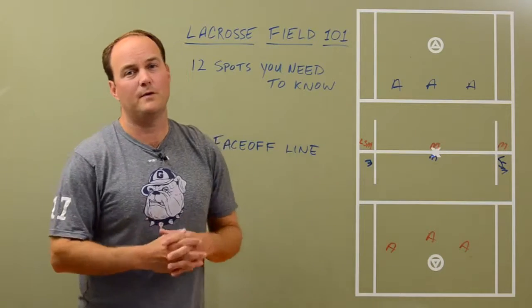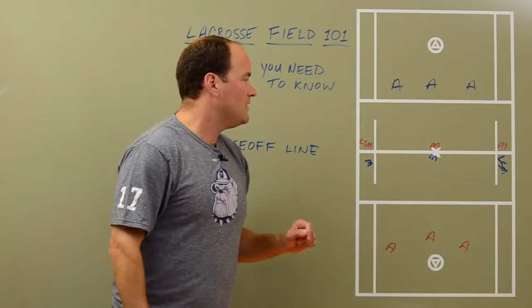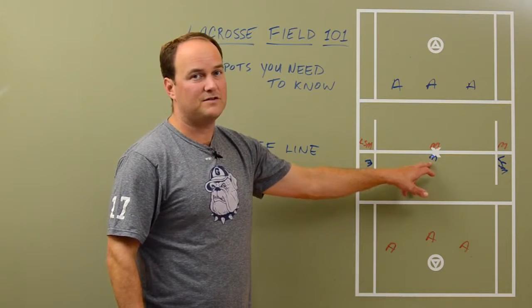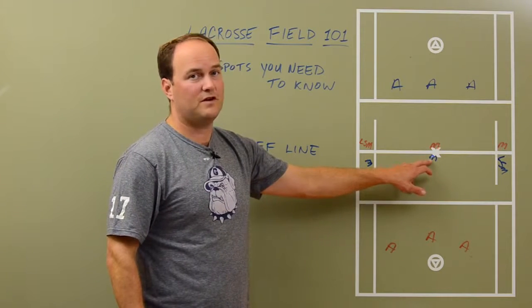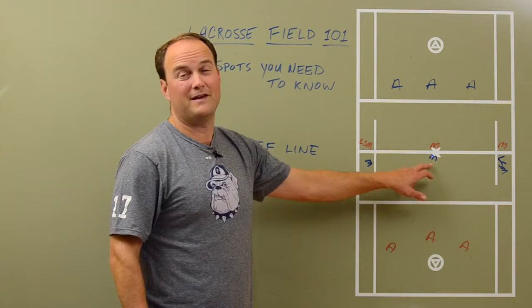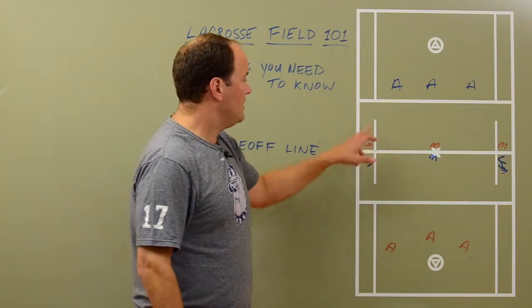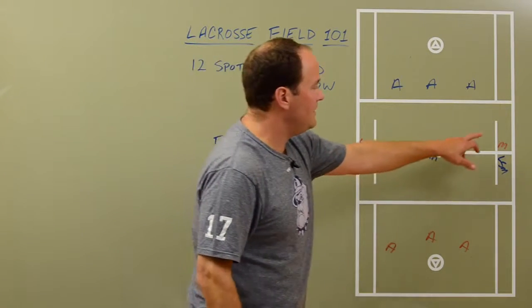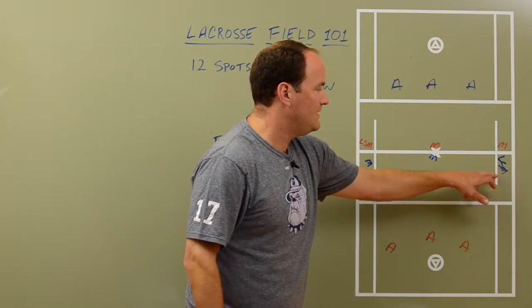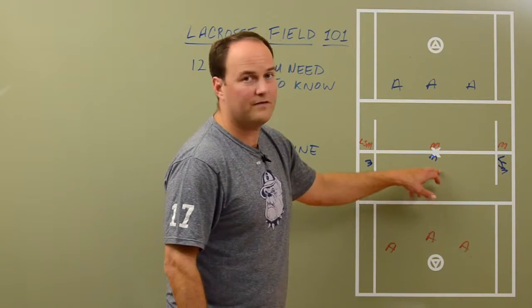Okay, the next spot on the field we want to talk about is the face-off line. So we just talked about the face-off X, which is in the middle of the field. It's where the face-offs occur after goals and at the beginning of each quarter. The face-off line is this white line here. It's 10 yards from the sideline, and it's 20 yards from the midpoint of the field.